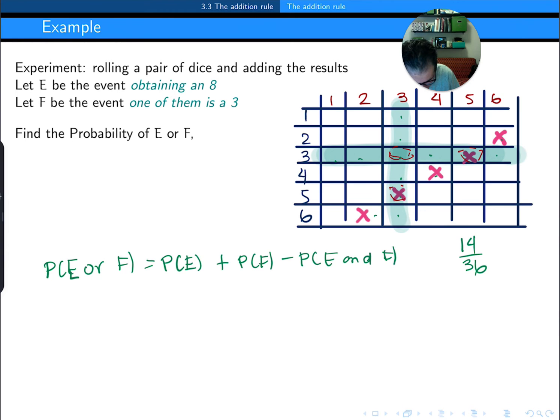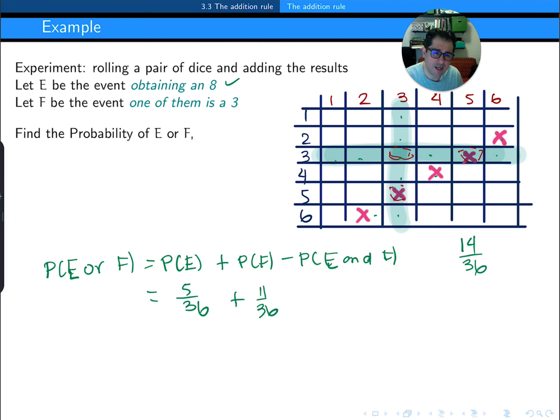So what's the probability of E? E is getting an 8. So that's the one that was 5 over 36. What's the probability of F? That's where one of the dice is a 3, so that's 11 over 36.